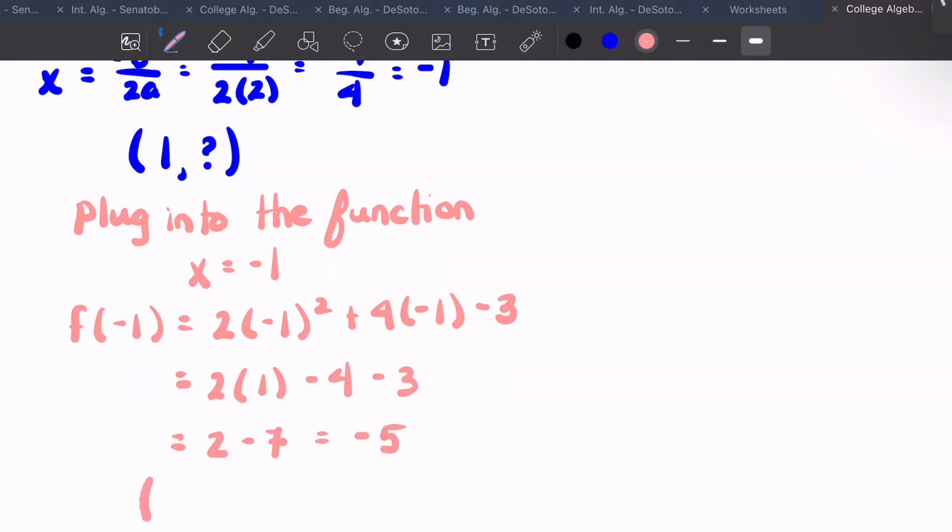So we have -1, -5 as our vertex. I'm just highlighting it so I remember where it's at.